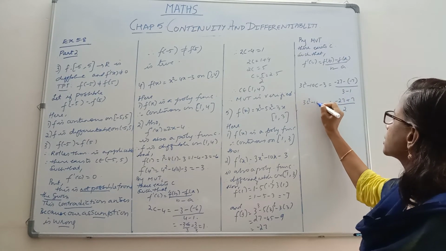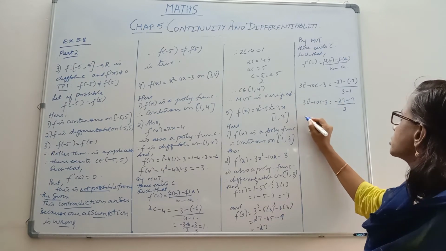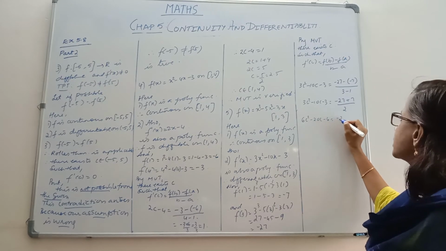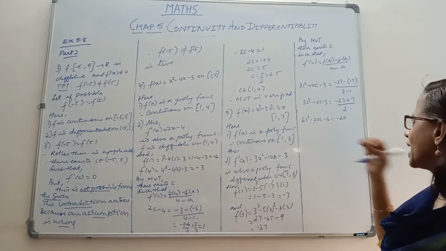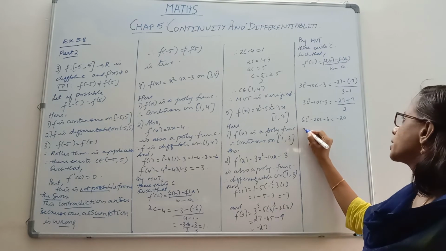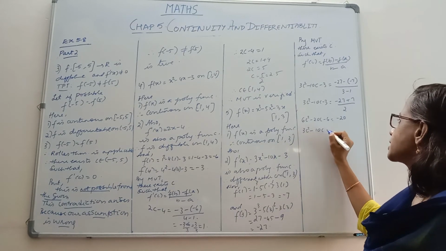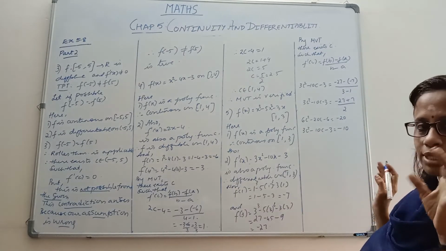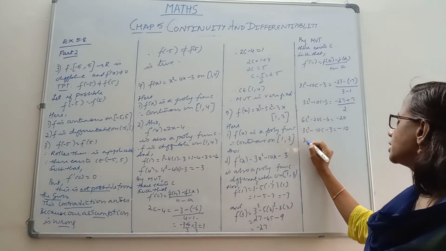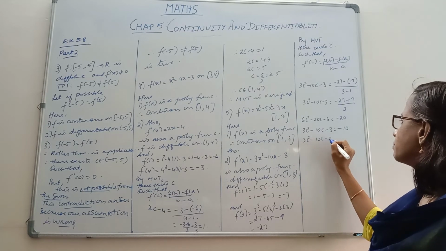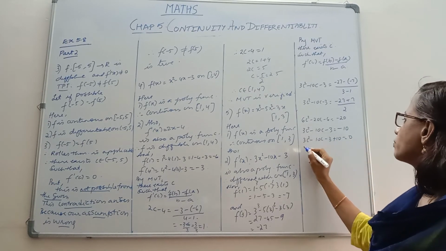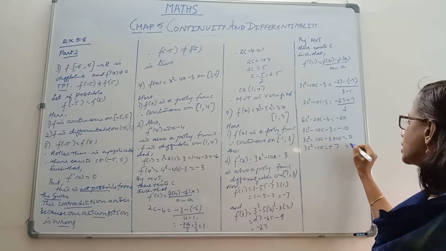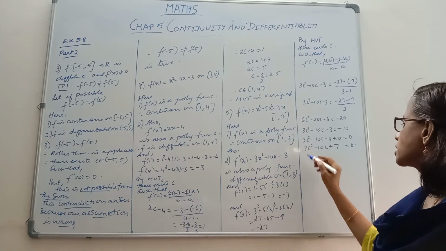3c squared minus 10c minus 3. So this is 6c squared minus 20c minus 6, and this is minus 20. You can have a 2 common from everywhere. So this will become 3c squared minus 10c minus 3 equal to minus 10. A common 2 from both sides and cancel. Then bring the 10 here. 3c squared minus 10c minus 3 plus 10 equal to 0, which is 3c squared minus 10c plus 7 equal to 0. 7 into 3, 21.